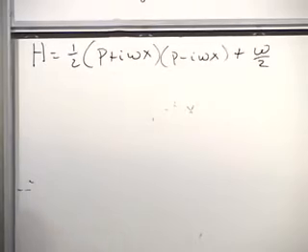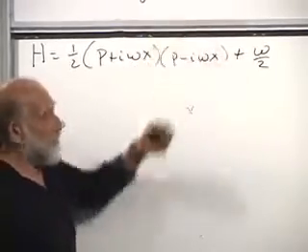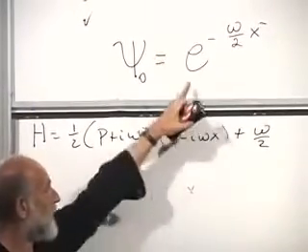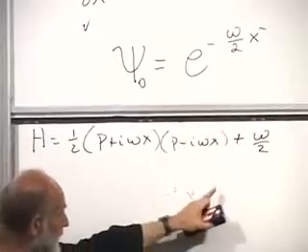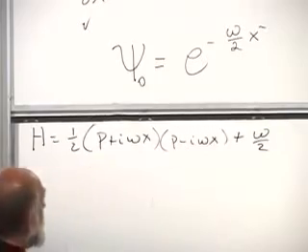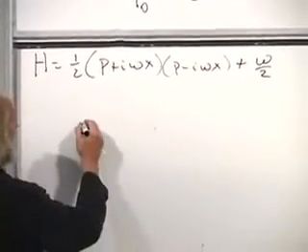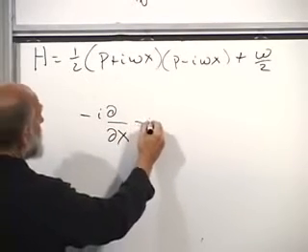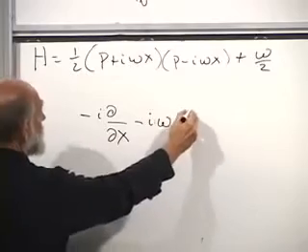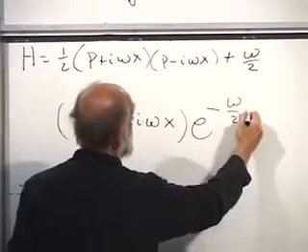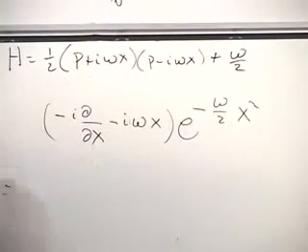Okay, let's apply p minus I omega x to the wave function, and then multiply it by p plus I omega x and try to check whether we get 0. As I said, we should get 0 because we already have the ground state energy here. Okay, so p minus I omega x. What is p? P is minus I d by dx, minus I omega x, multiplied by e to the minus omega over 2 x squared. Multiplied simply means you do the operations.